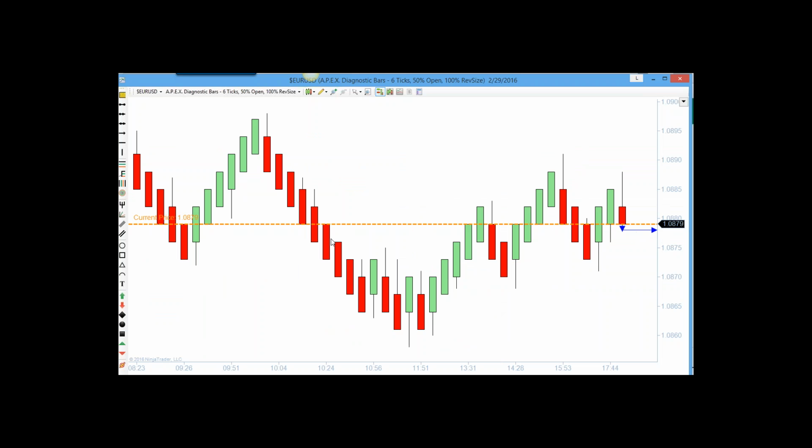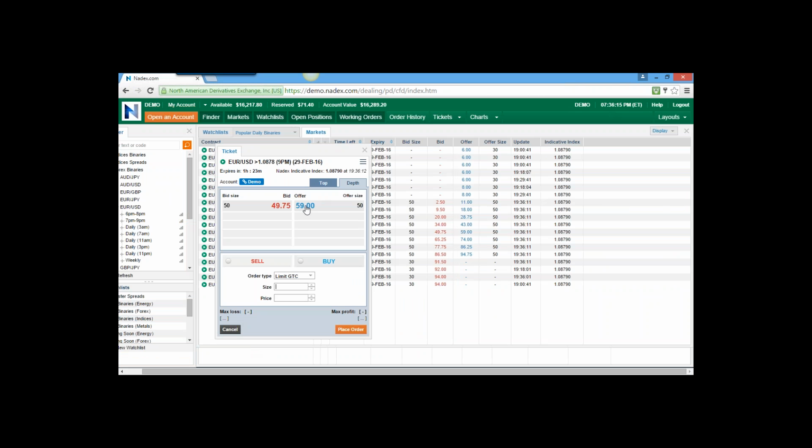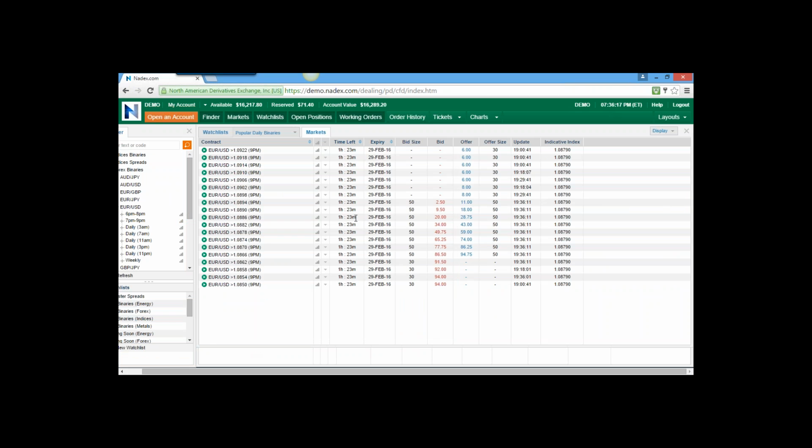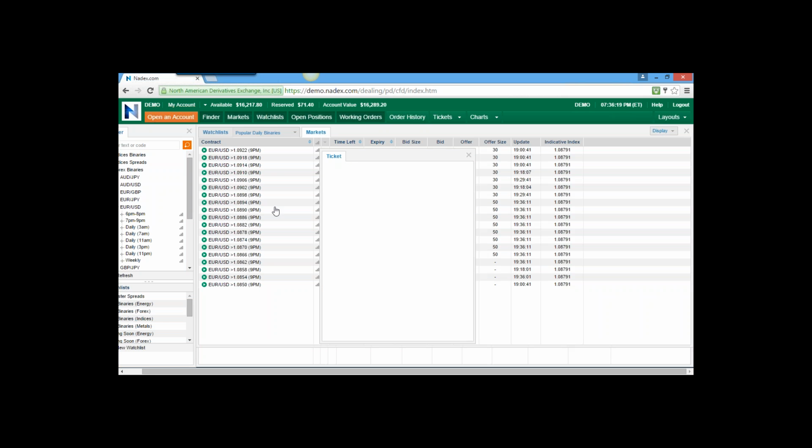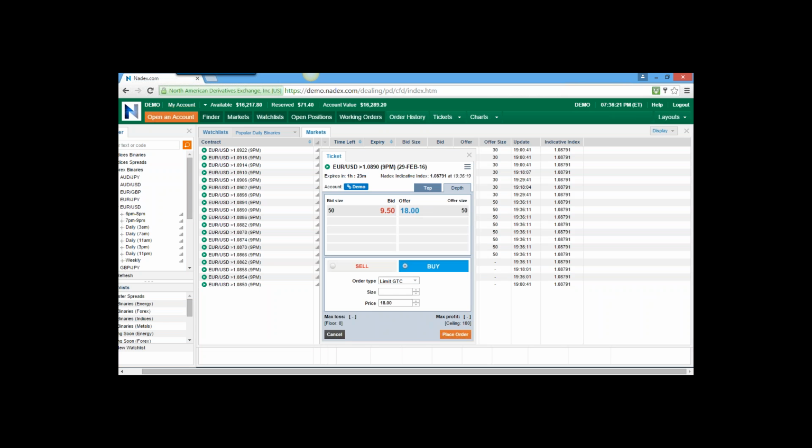We don't need huge moves. We don't need massive moves. We just need it to stay just barely above 0878, right? Now, we're paying $59 for it. Yeah, but I just want to risk 18 bucks. Okay, what are you saying there?